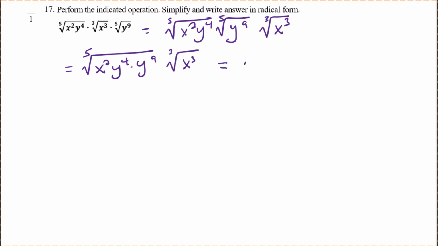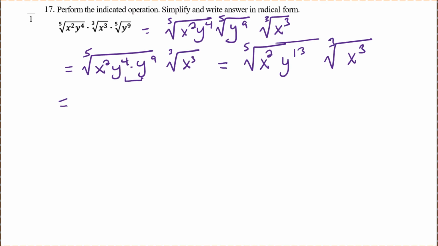Now when I multiply the y's, I need to add the exponents. So y to the 13th power. And of course I have the cube root of x cubed. So now let's write this as power over index. So we have x to the power over index, y to the power over index, and then we have x to the power over index.